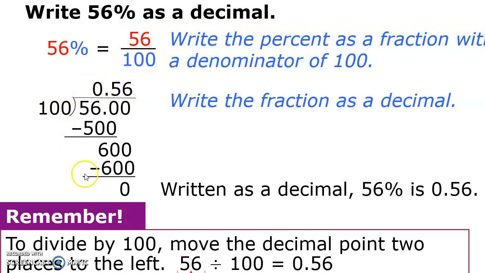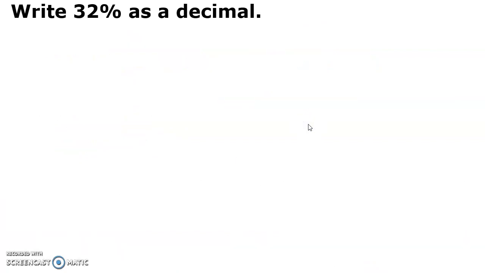They do show you that you can do a division problem, which we've done before. Earlier in the year, we took the numerator, which was 56, and divided it by the denominator of 100. And if we did that long division, we would get 0.56 as well. Okay, let's look at the next one.